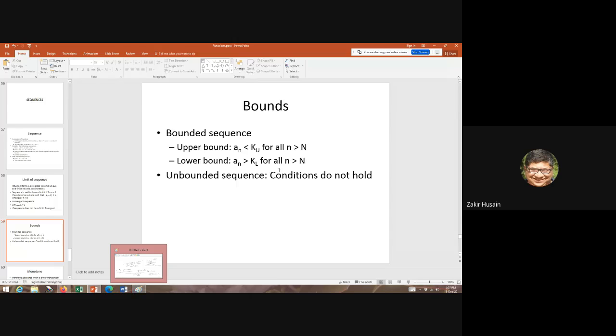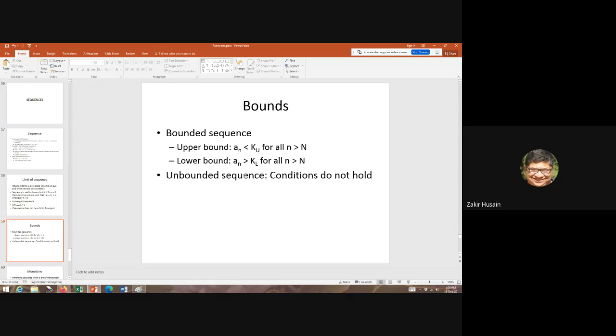Can you tell me, are these sets open or closed? They are open. What will happen if it's closed? It will become less than or equal to K_U, and greater than or equal to K_L. The K value will be the exact upper and lower bounds.